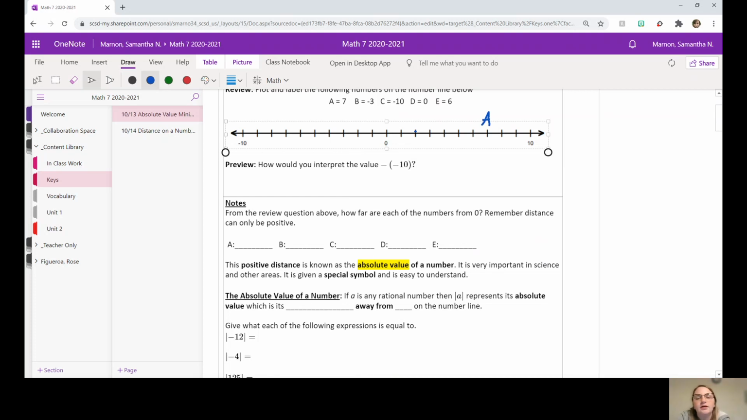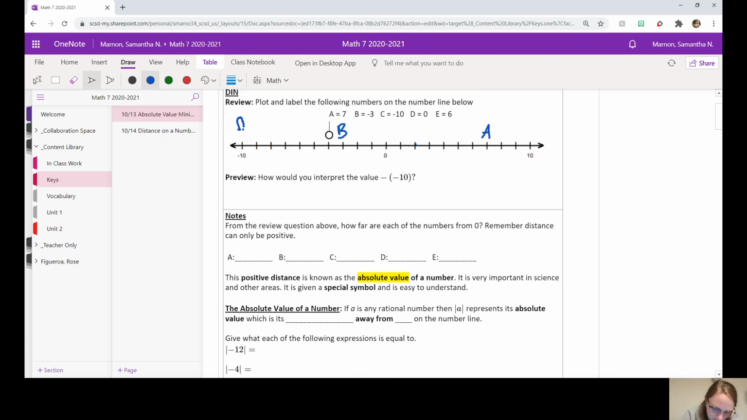So just take a minute, pause the video, and fill in letters B, C, D, and E. So you should have filled in the other 4 points by now. If you haven't, pause the video, do it now. But we have point B is at -3, so here's 0, so it's going to be 1, 2, 3 to the right. Here's B. C is at -10. So C is at -10, D is at 0, and E is at 6. So 1, 2, 3, 4, 5, 6. Here's E.